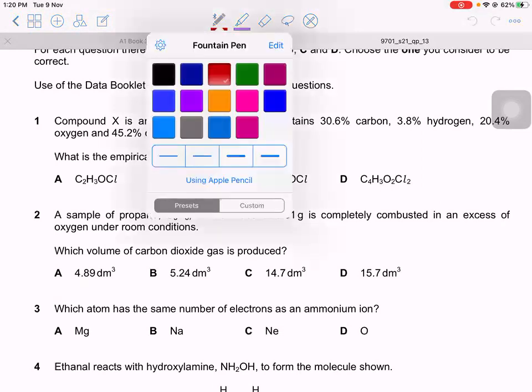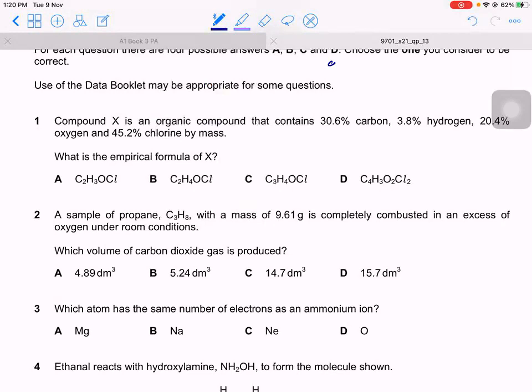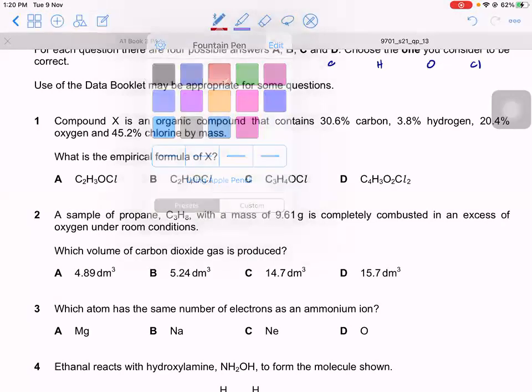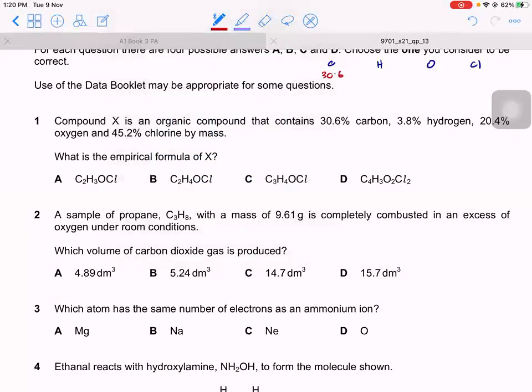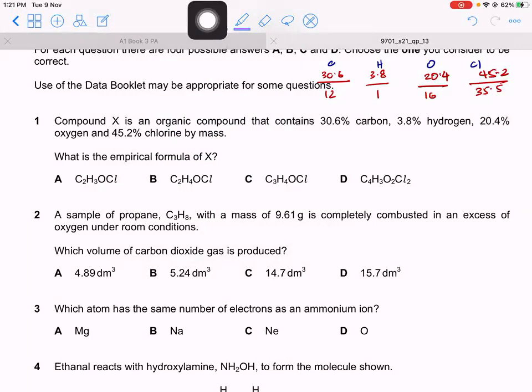So for the empirical formula, you need to list down the elements first. So you have carbon, hydrogen, oxygen, and chlorine. Write down their percentage or mass composition. So that's 30.6, this is 3.8, this is 20.4 and 45.2, divided by the Ar. This is 12, 1, 16, and 35.5. Now, when you do that, you get the number of moles.